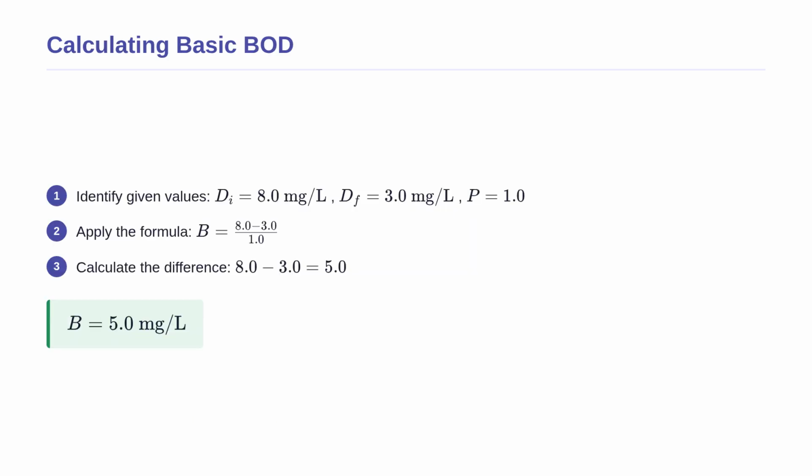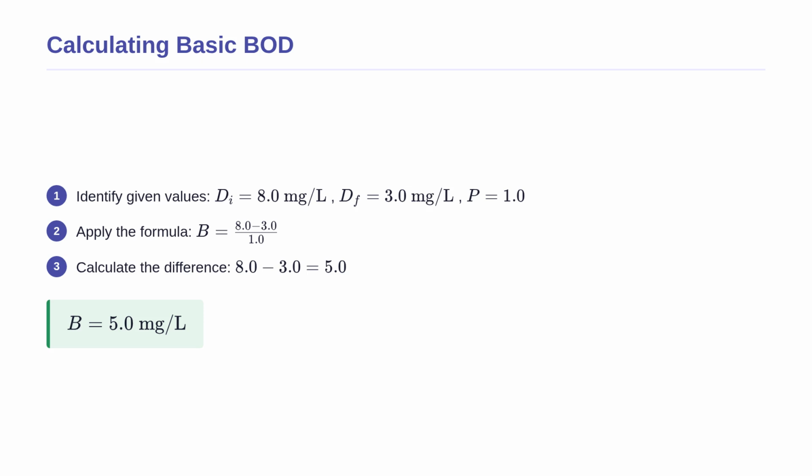Let us see this formula in action with a concrete example. A scientist collects a water sample from a local stream. She measures the initial dissolved oxygen and finds it to be 8.0 milligrams per liter. After incubating the sample for 5 days, she measures it again and finds it has dropped to 3.0 milligrams per liter.